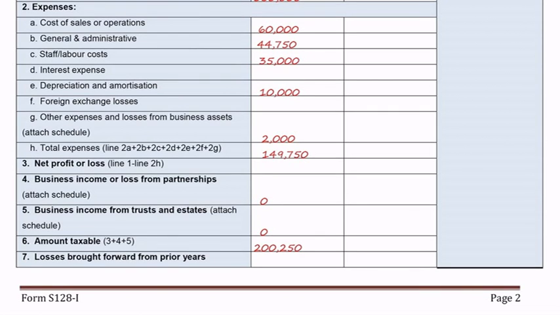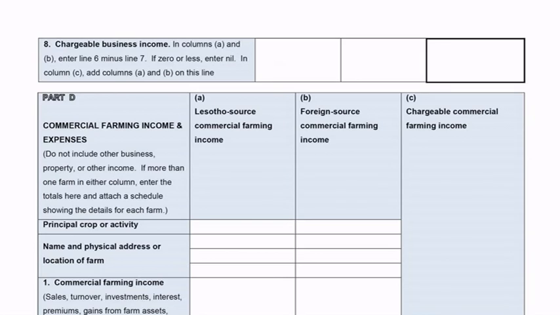7. Show losses the business incurred in the past years. 8. Subtract losses brought forward. Line 6 minus line 7 sum. Add both column A and B to get the chargeable business income.